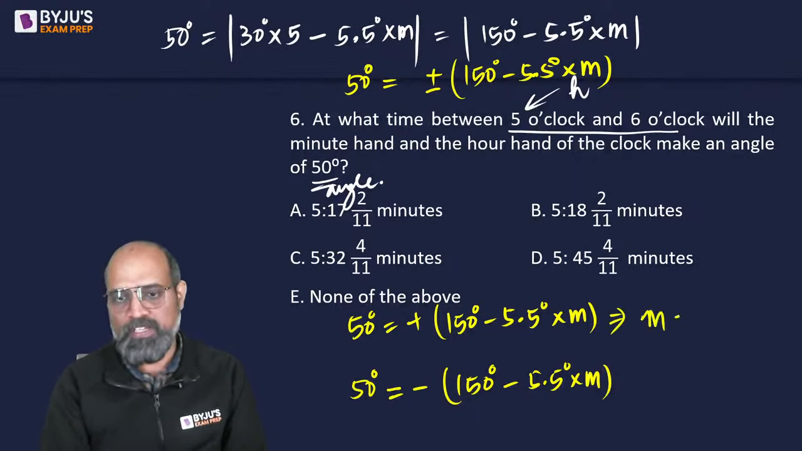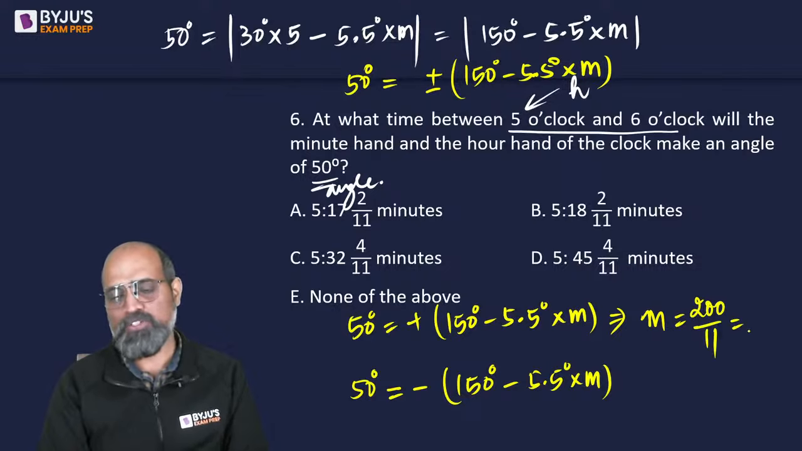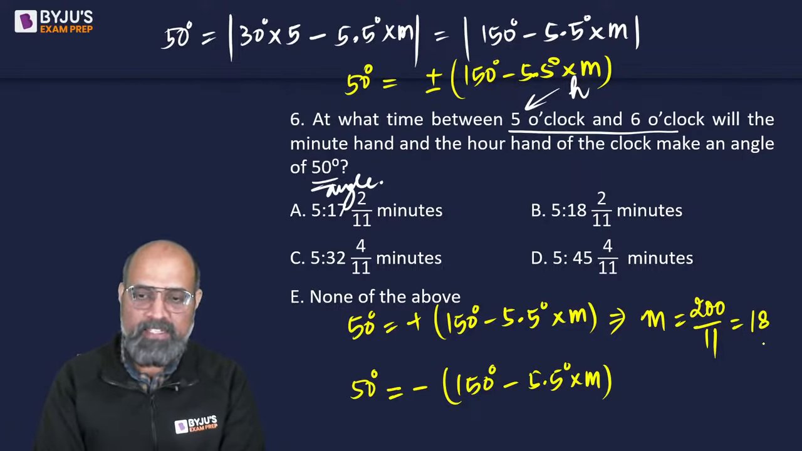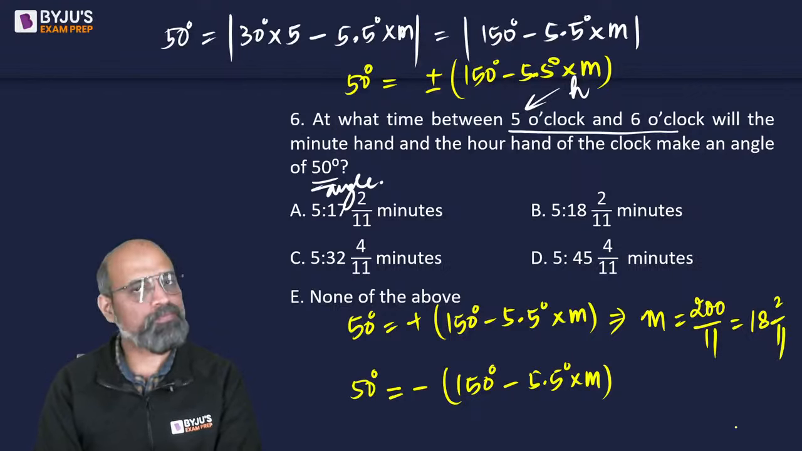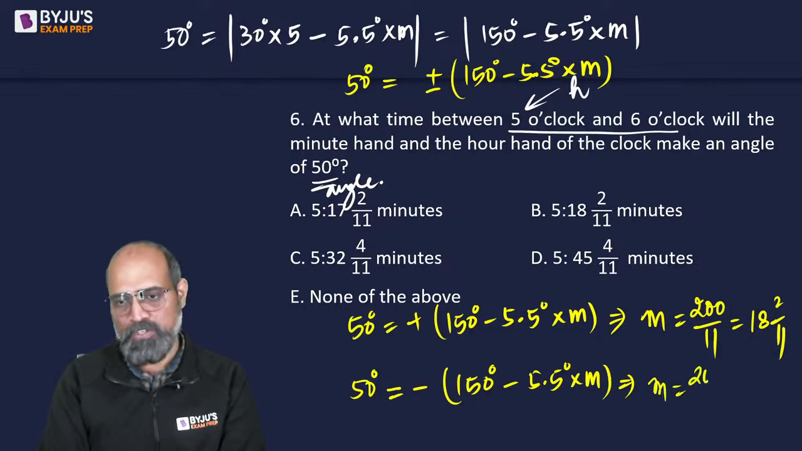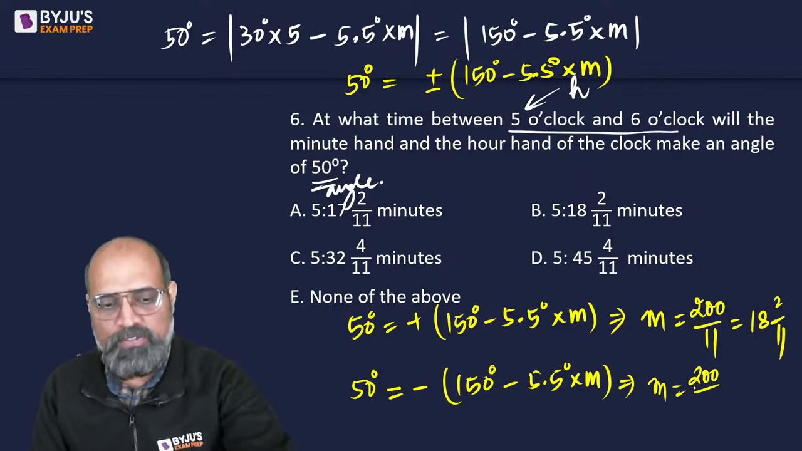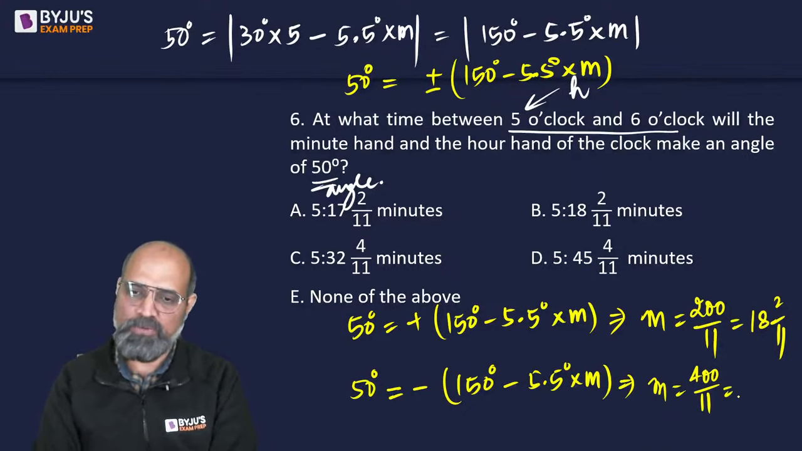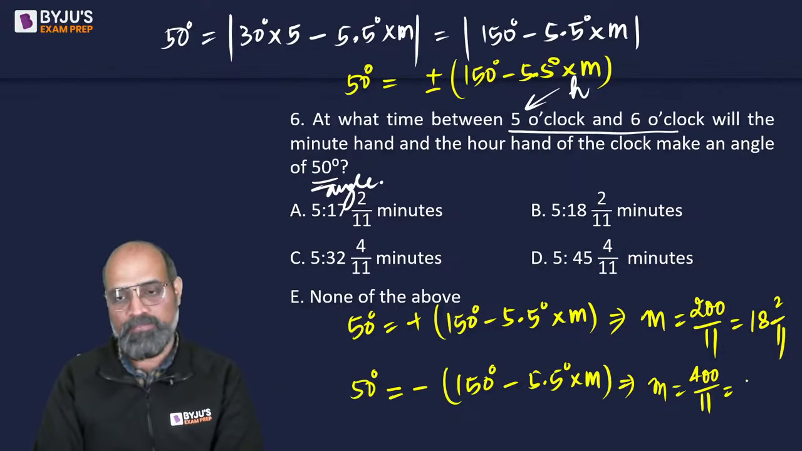Now, if you solve this, you will get m is equal to 100 by 5.5, which is same as 200 by 11. And this is going to be 18 2 by 11, right? If we solve the next one, we will have 200 by 5.5. 200 by 5.5 is going to be 400 by 11. And 400 by 11 is going to be its double, which is going to be 36 4 by 11.